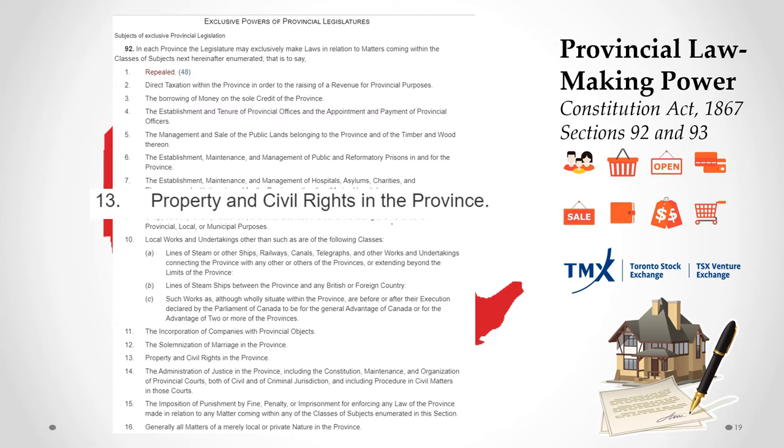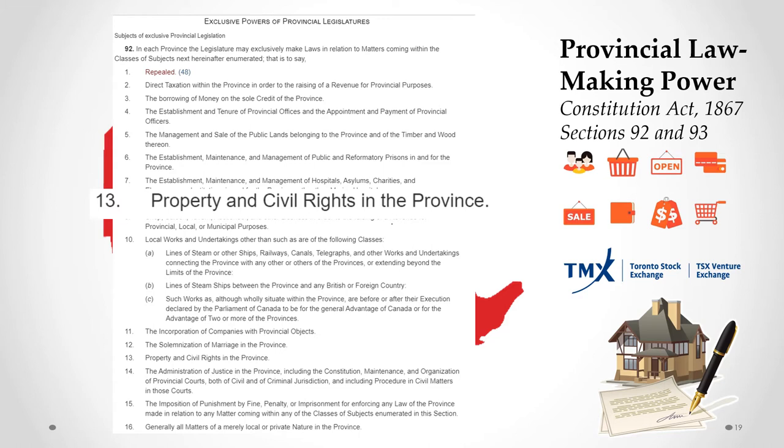So if we look at the words property and civil rights and understand what they mean, property is essentially any transaction dealing with property. Like, for example, if you are buying a home, if you're buying real estate, the ownership of your home would be registered in a registry that is run by the provincial government.